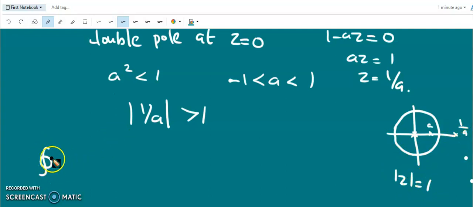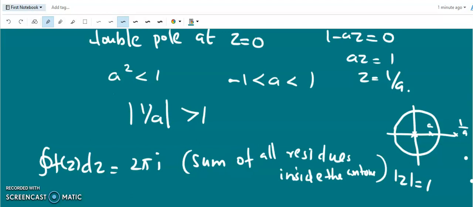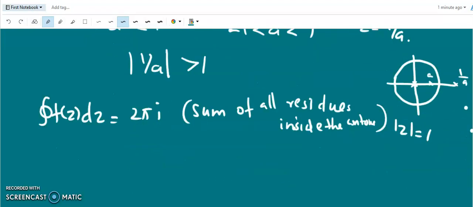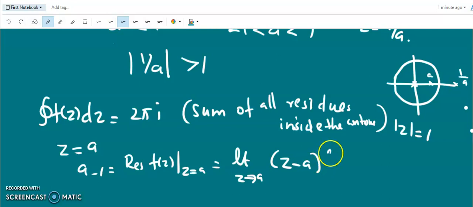So we know that now the closed integral of f of z dz is nothing but 2 pi i into the sum of residues, all residues which are inside the contour. So we have to find out the residues at z equal to 0 and z equal to a. z equal to a is a simple pole, so we can find the residue of f of z at z equal to a as the limit z tends to a of (z minus a) into f of z. Okay, so this is how we calculate the residue for a simple pole.